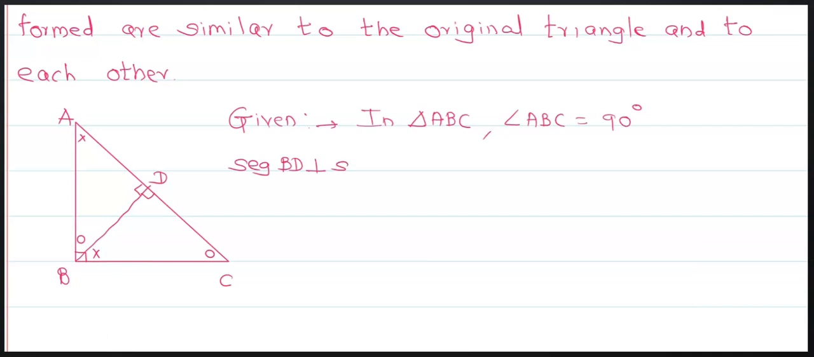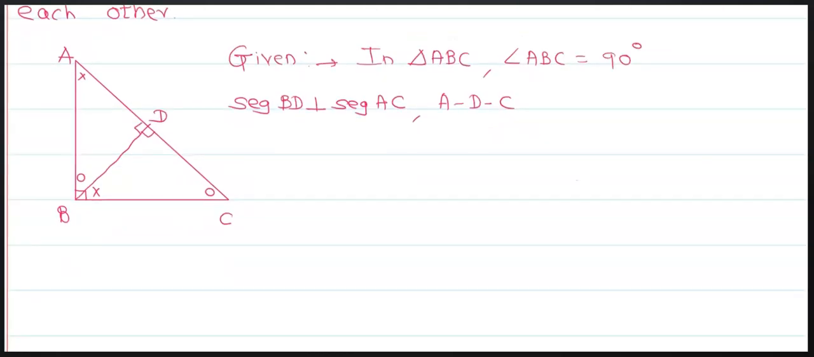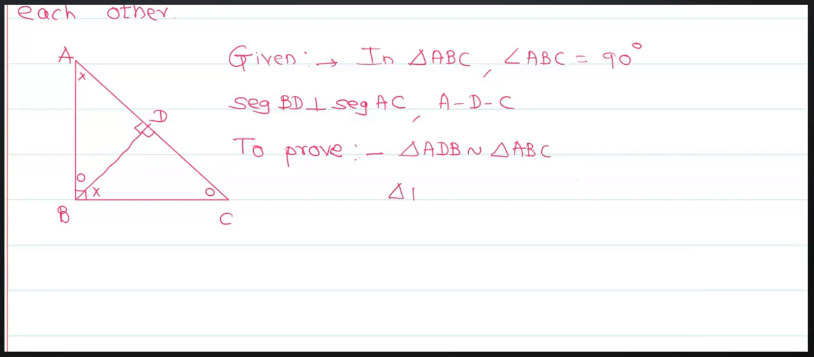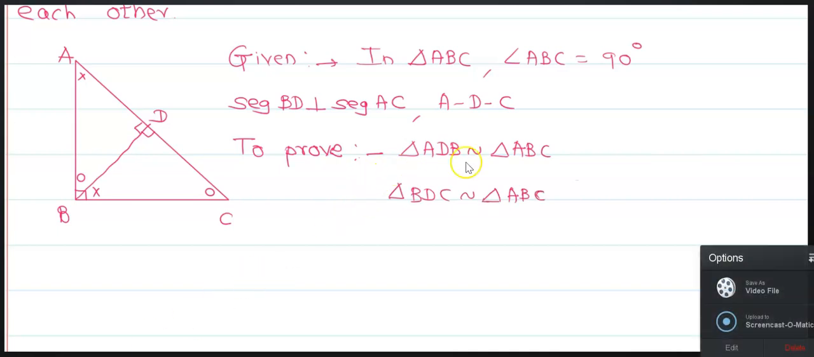Segment BD is perpendicular to segment AC, with A-D-C. This is given. Now to prove: triangle ADB is similar to triangle ABC, and triangle BDC is similar to triangle ABC. This sequence is important.